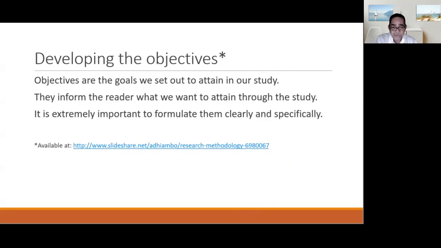Now, next, we develop the objectives. Objectives are goals that we set out to attain in our study. They inform the reader what we want to attain through the study, and it is extremely important to formulate them clearly and specifically.